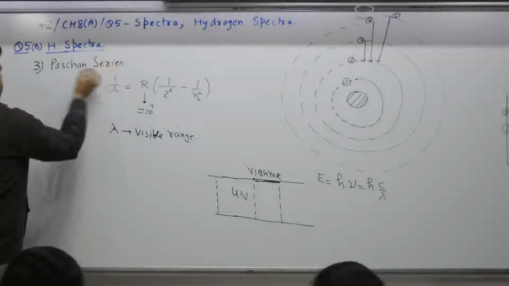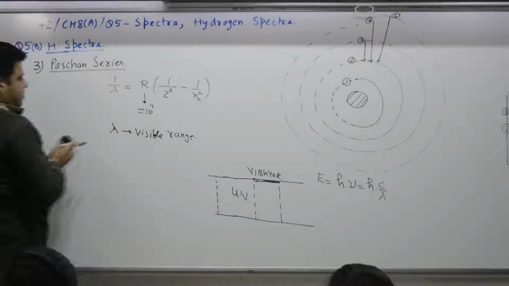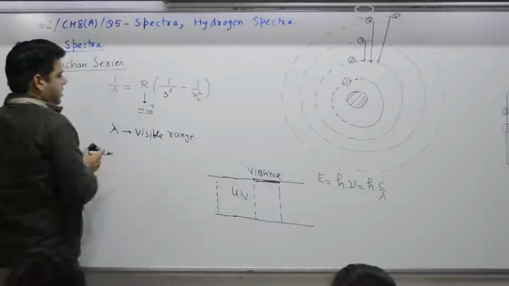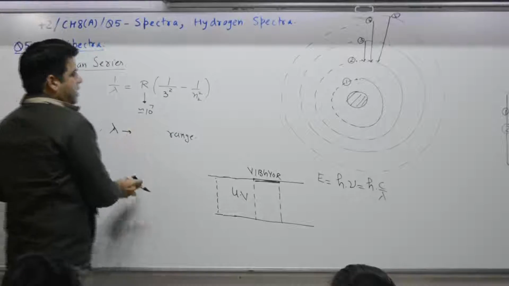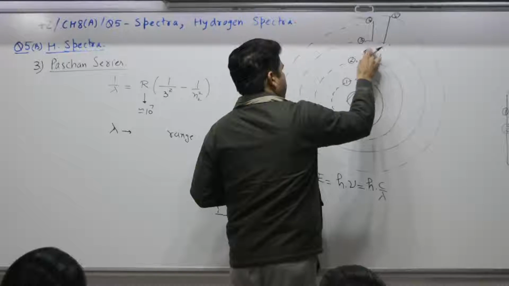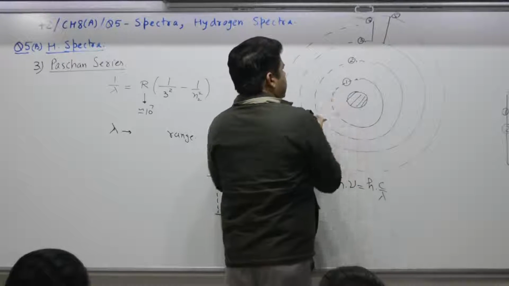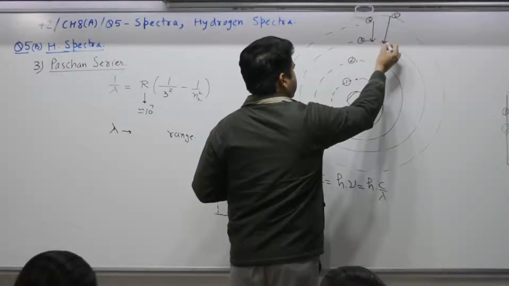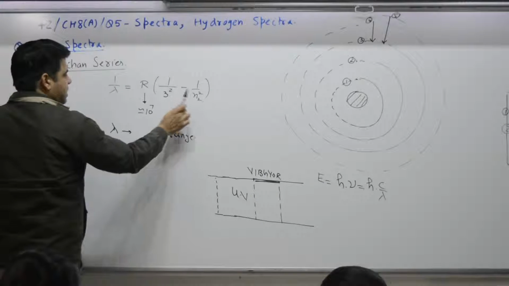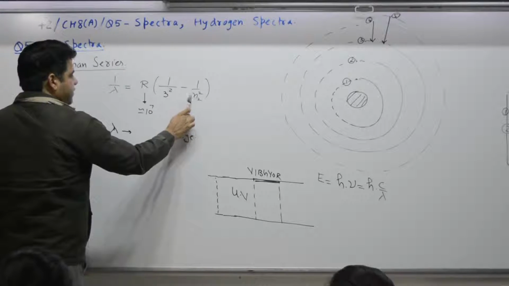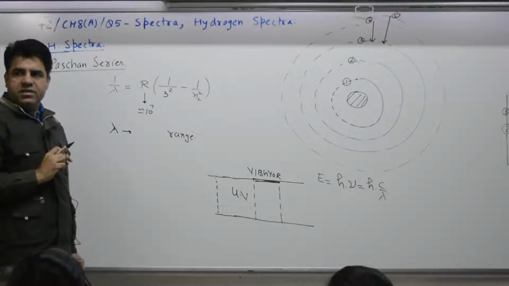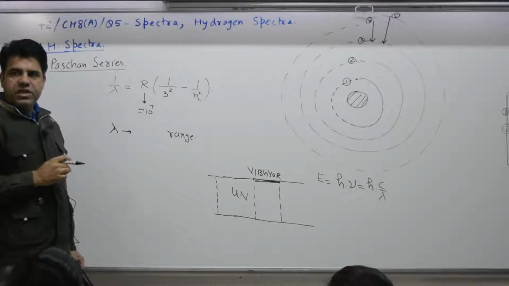Third one is the Paschen series. Here the jumps are to what level? Third level. If the jumps are to the third level, what does that mean? From 4 to 3, 5 to 3, 6 to 3. So jumps are from fourth to third, fifth to third. So the energy gap is less, frequency is less, wavelength is more.